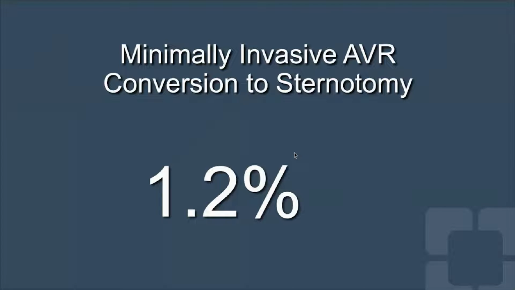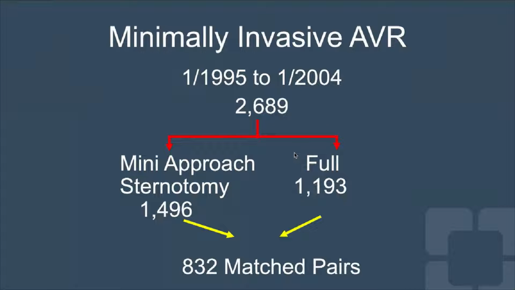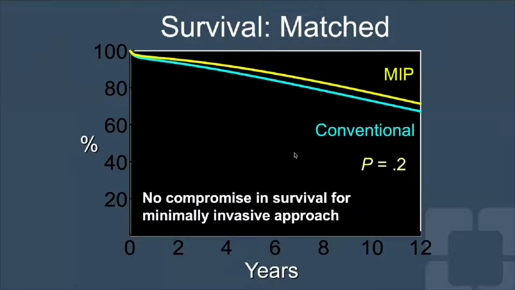The need to convert from a minimally invasive aortic valve to a full sternotomy is only about 1.2%, and overall mortality is about 0.6% here. So we compared our patients who had a mini upper hemisternotomy versus a full sternotomy over a course of 10 years' time and found 800 pairs. We found that the survival was the same between the two groups.